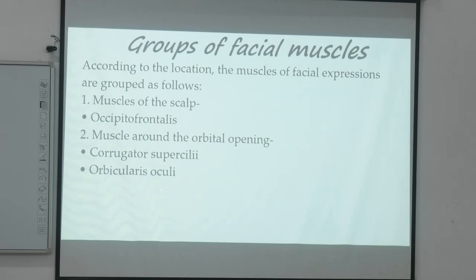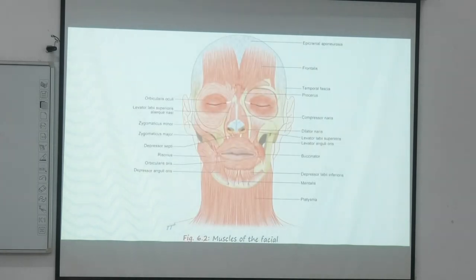Supercilium and orbicularis oculi, these two are lying around the orbits. Next, see these muscles of the scalp. Here is the frontalis muscle. This belly is lying on the posterior part of the scalp.